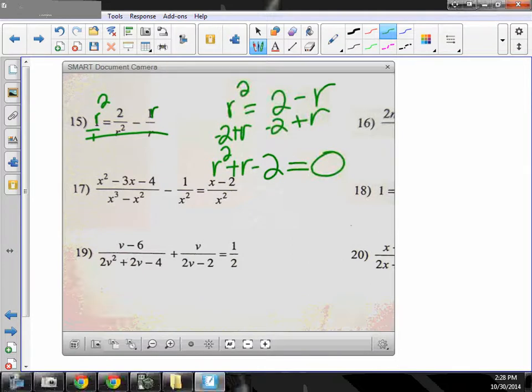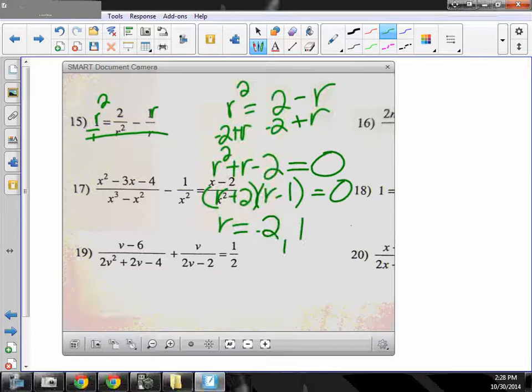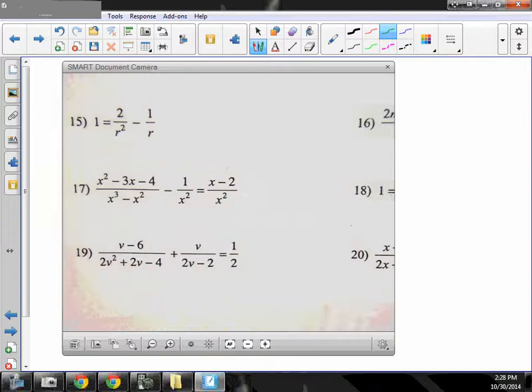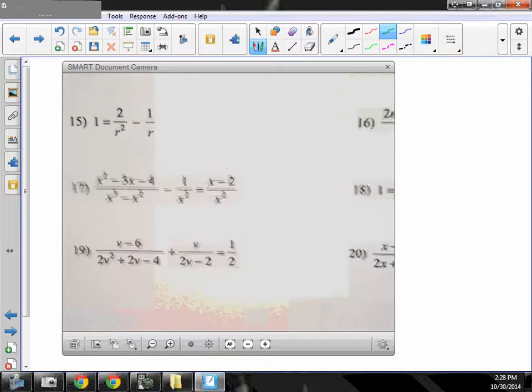R squared plus r minus 2 equals 0. Does that quadratic factor? R plus 2, r minus 1. So my r values end up being negative 2 and 1. Are any of those excluded? Nope. We haven't run into one yet that got excluded. And we might not. Who knows? Let's do 19.